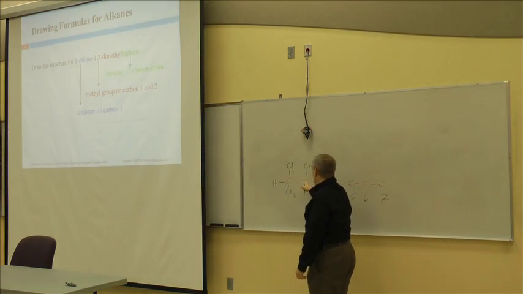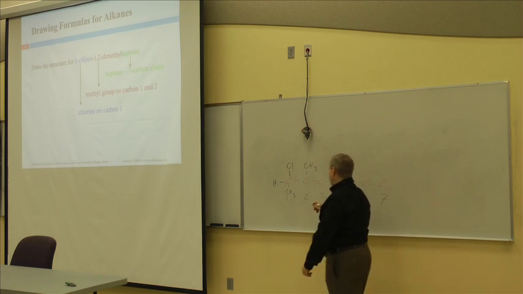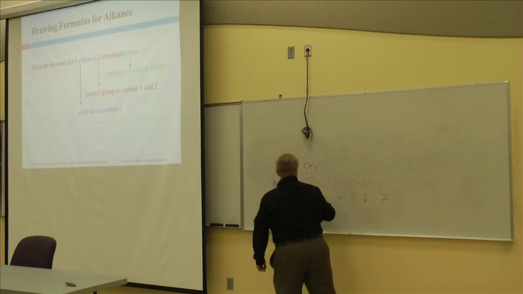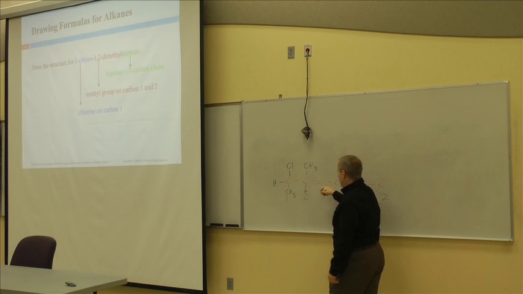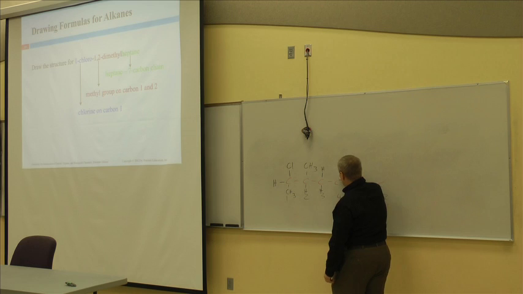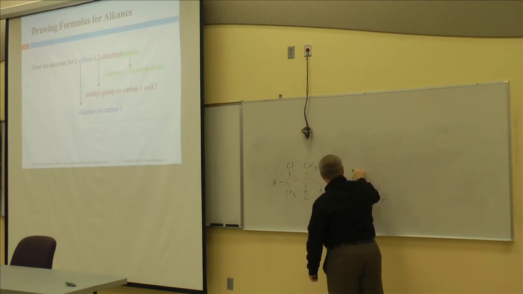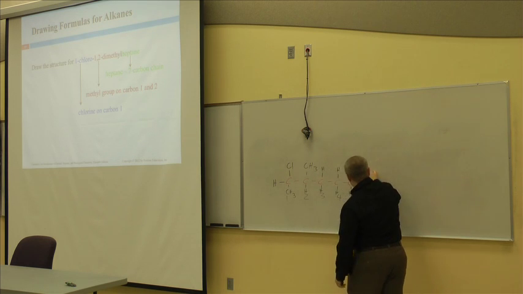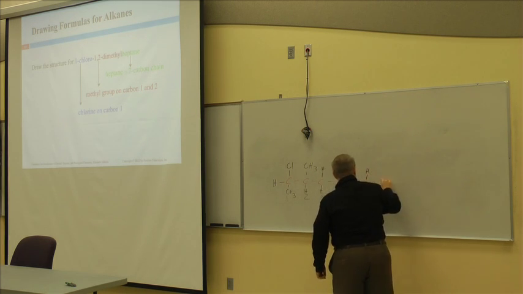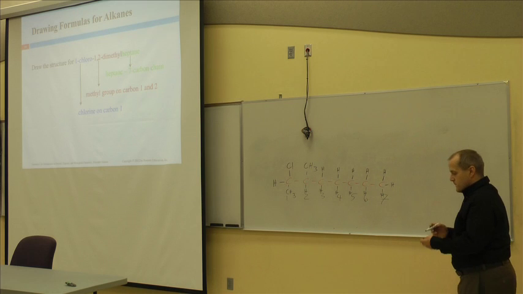How many hydrogens on carbon 2? 1. Everyone agree? Yes, it's 1. Very good. How many hydrogens on carbon 3? 2. And carbon 4? 2. Carbon 5? Carbon 6? And carbon 7? 3. There you go. And that's the answer. Okay?